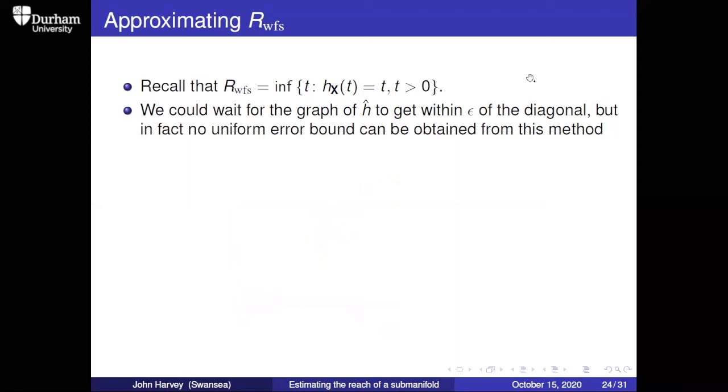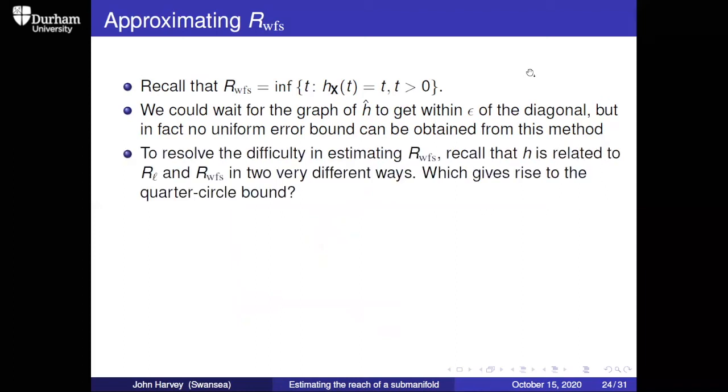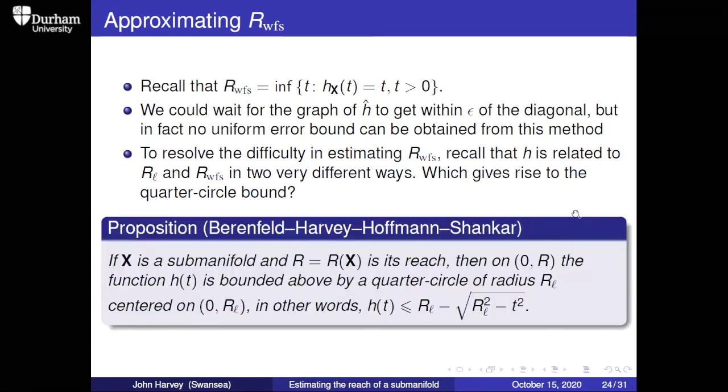Well, it's not give up. It's to remember that there was also this quarter circle band. We said that if you did a quarter circle, which had radius the reach, then that also provided a band. And is that quarter circle band driven by the local reach or is it driven by bottlenecks? And the answer is that it's driven by the local reach.